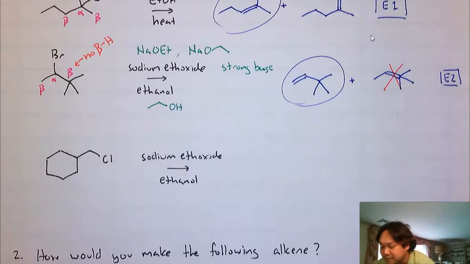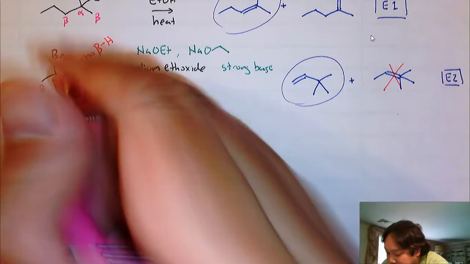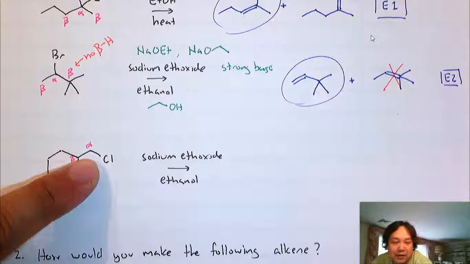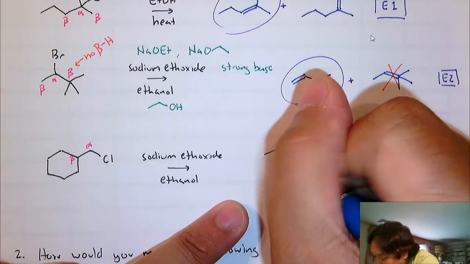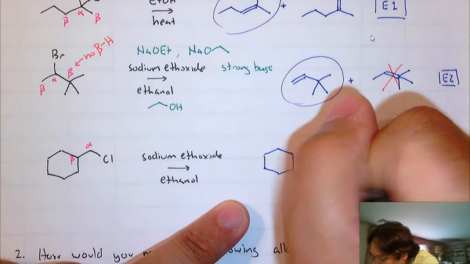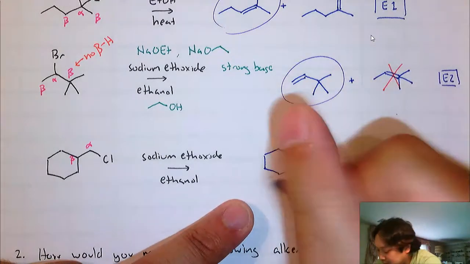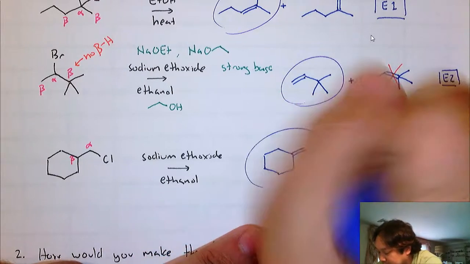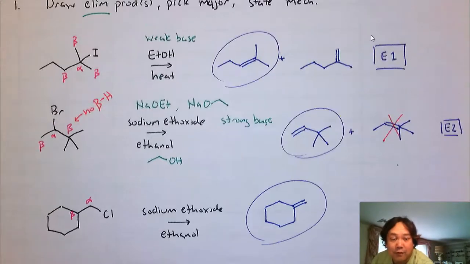Next one. Same. Strong base. We only have 1 beta carbon. Mark the alpha. Anything next to the alpha is a beta. And we only have 1 product again. It's this one here. You could circle it, or you don't have to. It should be clear to the grader that you only drew 1 product, and that's a major product. So those are your answers for those 3 problems.